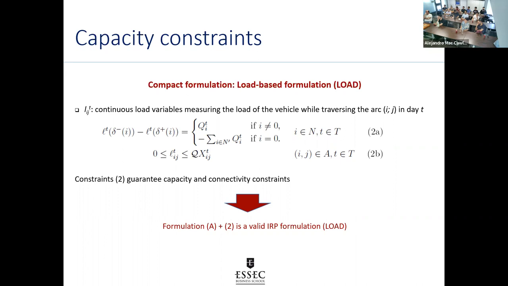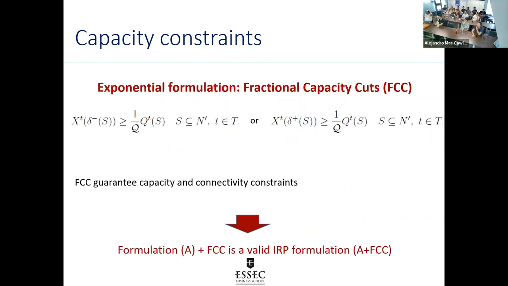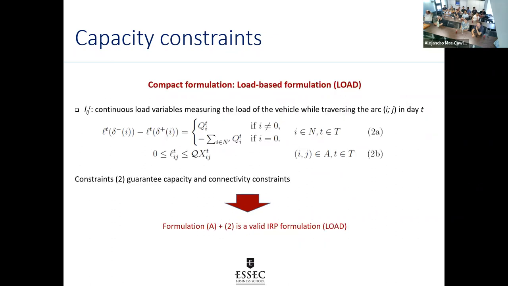And then, when introducing these variables, we can model the capacity constraint by introducing constraint 2 in this slide. Constraint 2 is the flow balance, or flow constraints. They say that for each node i and time t, the sum of the load entering node i minus the sum of the load exiting from node i has to be equal to the quantity that is delivered to node i in case i is a customer, or minus the sum of the quantity delivered to all customers at time t if i is the depot.